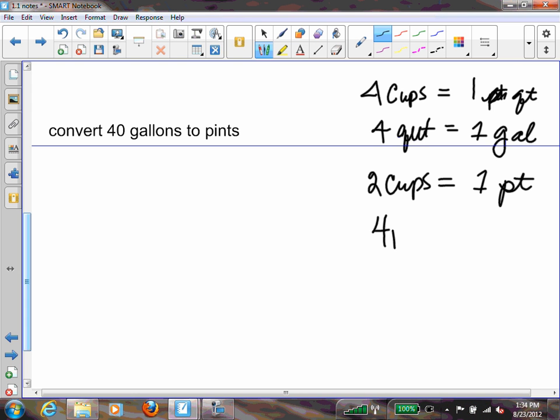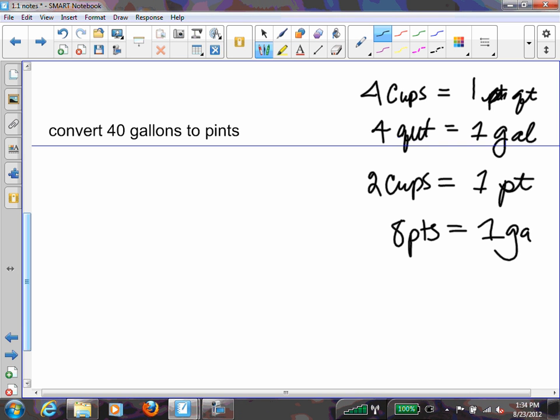There are 4 pints in a what? 8 pints in a gallon, yes. Okay, so you guys are good about that? Okay. So can we go from gallons to pints? There is a conversion right here that tells us, right? Gallons to pints.